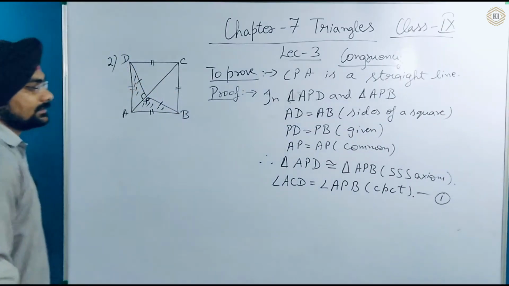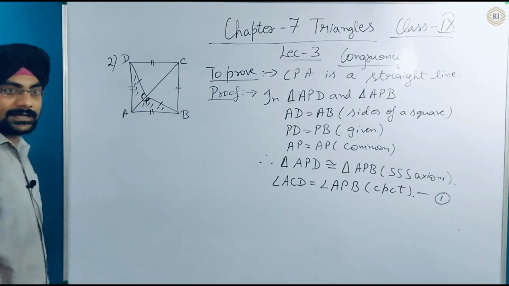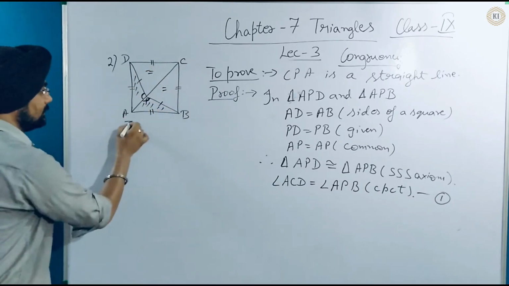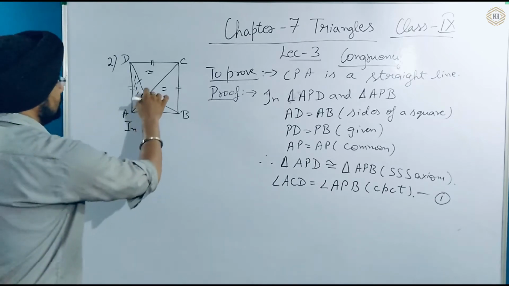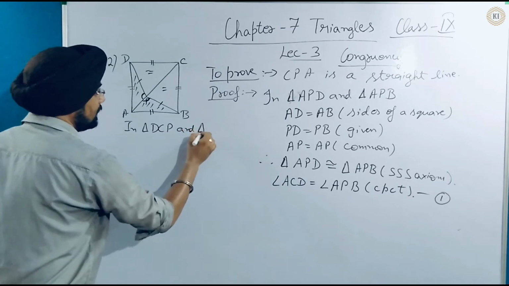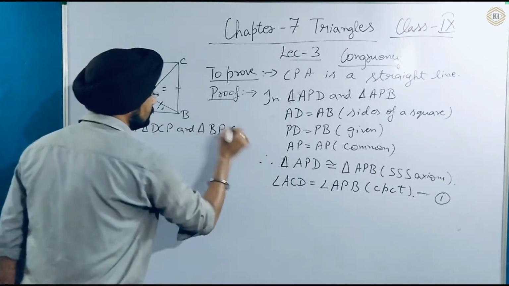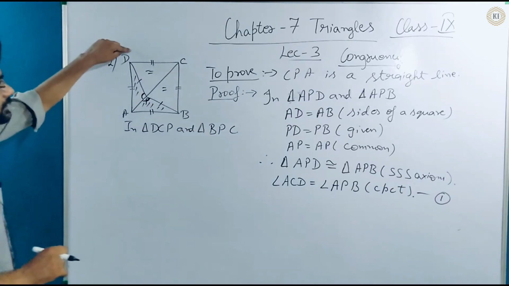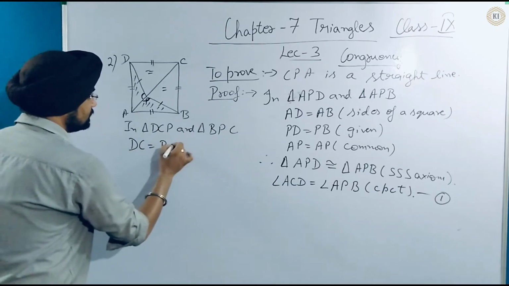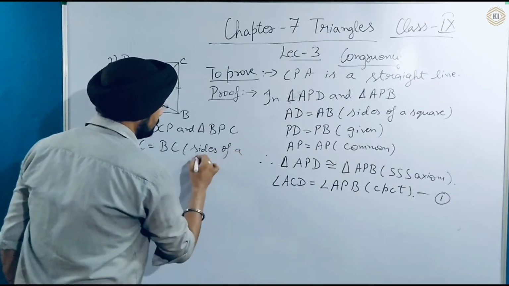Now for the next part, see here, we have proved that these two angles are equal. Now we take these two triangles, this triangle and this triangle. So in triangle DCP and triangle BPC, I have taken these two triangles. You will see DC will be equal to BC. Again, sides of a square, DC will be equal to BC. You will write here sides of a square.